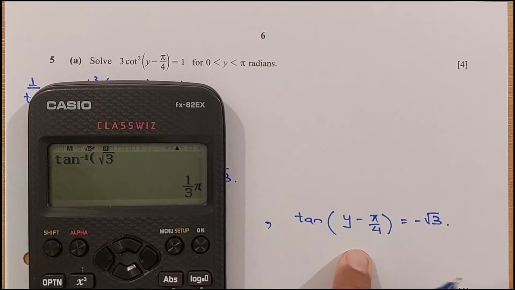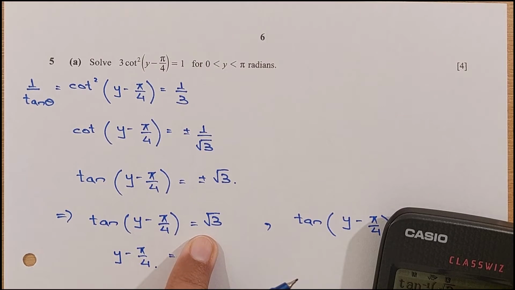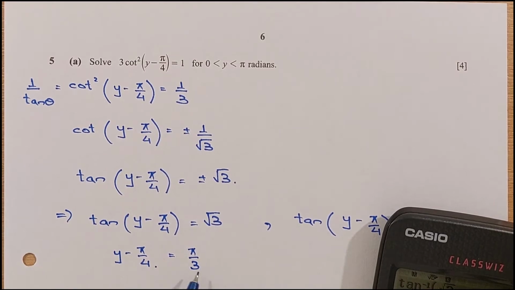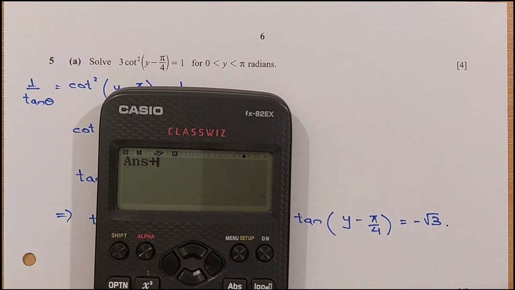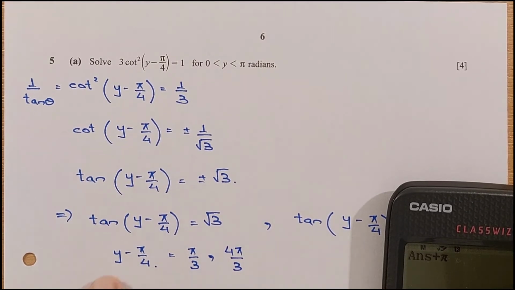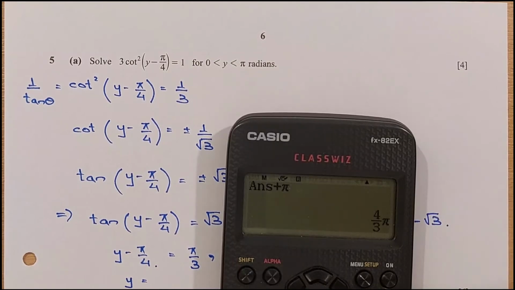Okay, and here tangent is positive, and tangent is positive in the first and the third quadrant, right? So let me find the value for the third quadrant. If it is pi by 3, for the third quadrant we do pi plus pi by 3, so this is 4 pi by 3. So we have two values, 4 pi by 3, right? So what is the value of y? Y equals pi by 3 plus pi by 4.